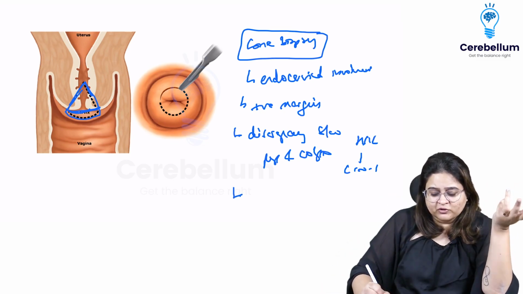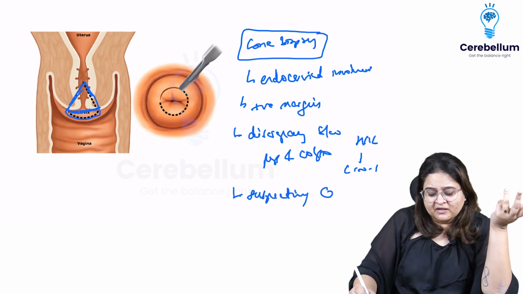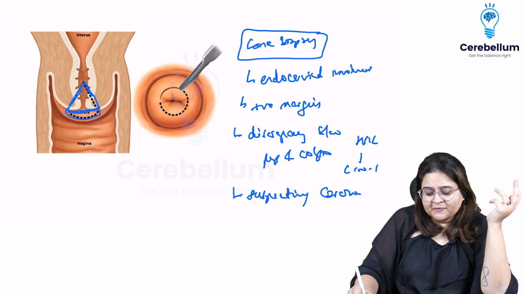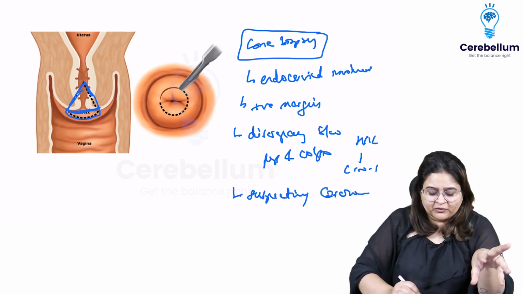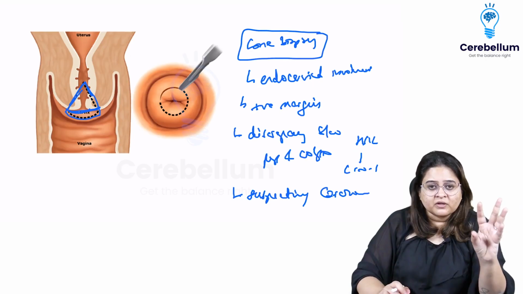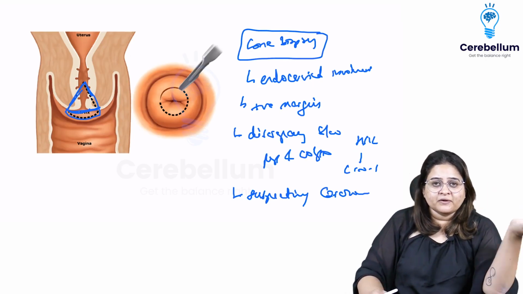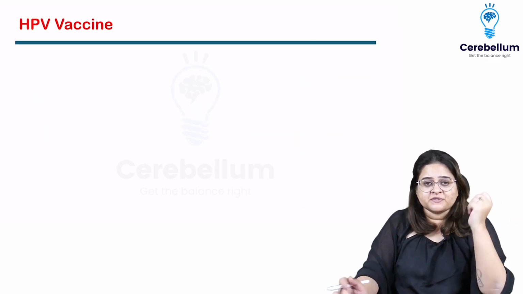Okay, and the fourth one is if you're very strongly suspecting a carcinoma, then it is better to do a cone biopsy because whatever you're going to take out from LEEP or from cone, you are anyway going to send this for a biopsy again.